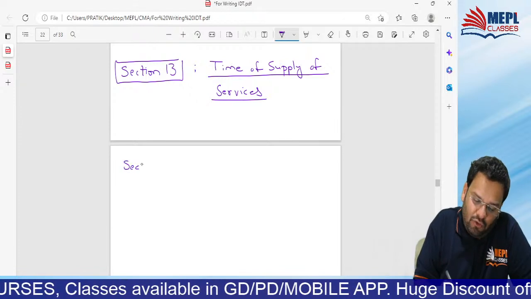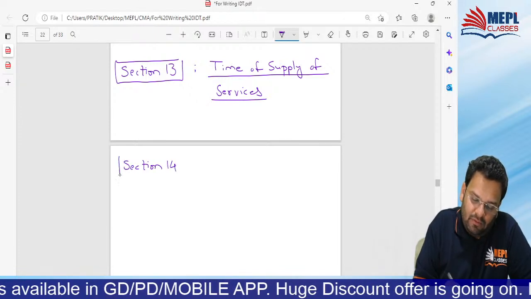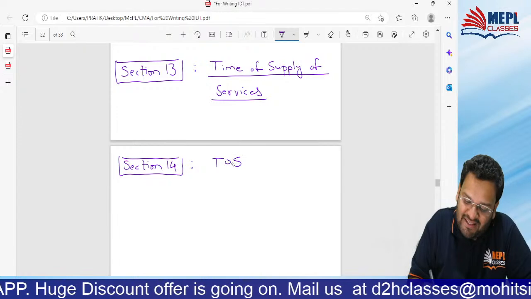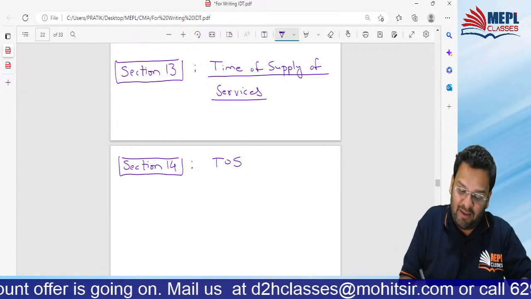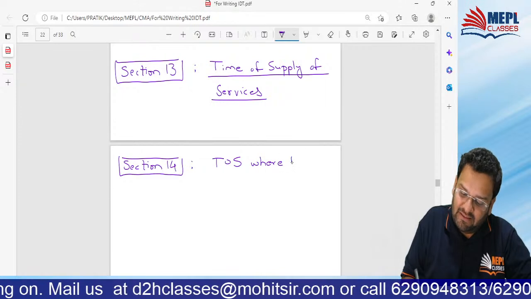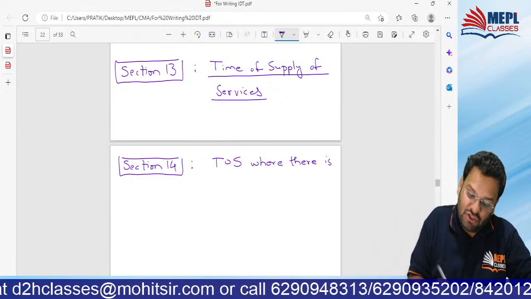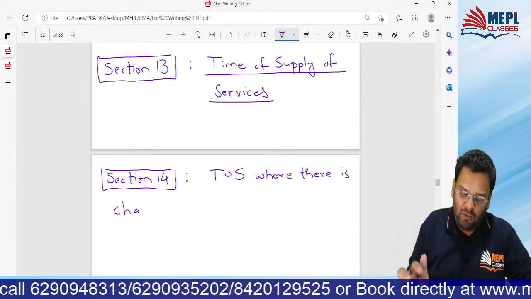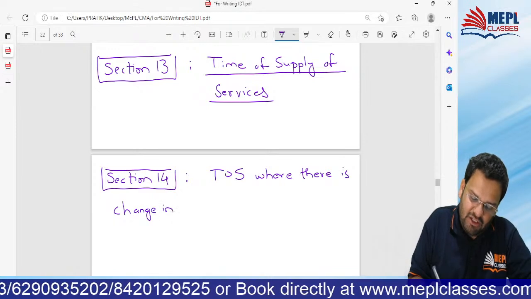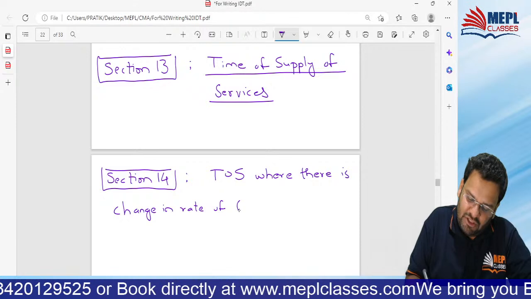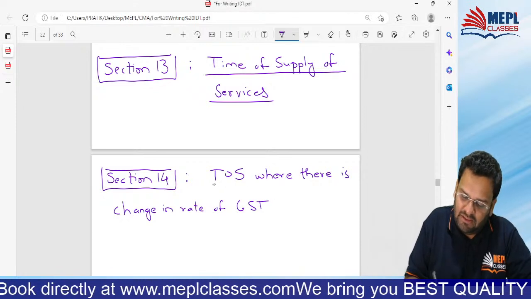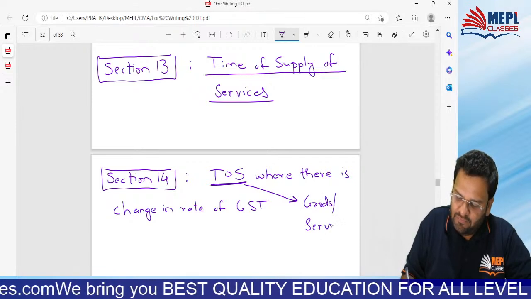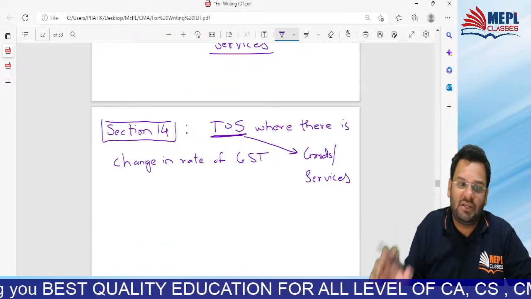Then section 14. Section 14, for time of supply, I will write TOS, that is time of supply where there is change in rate of GST. So this is time of supply for both goods as well as services when there is a change in rate of GST.